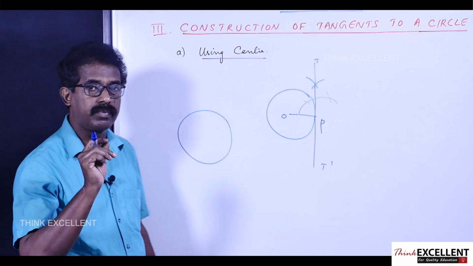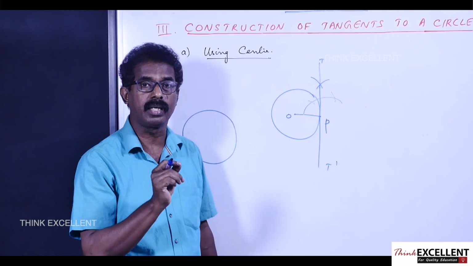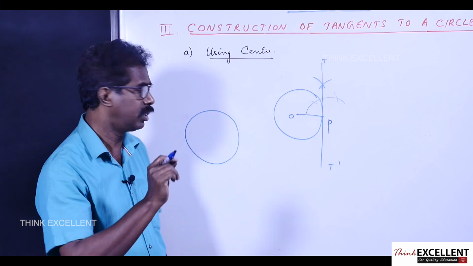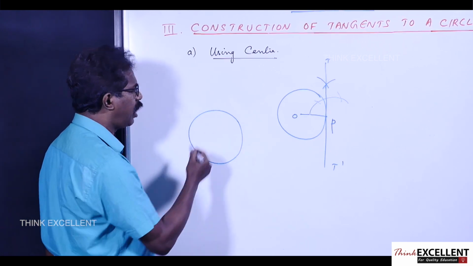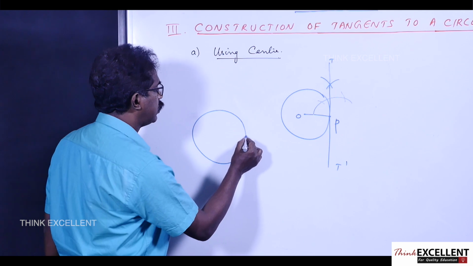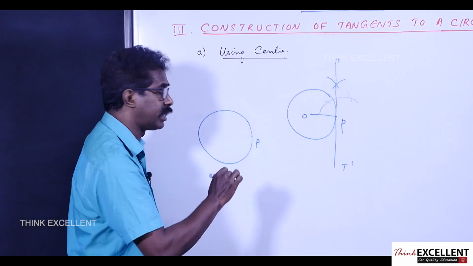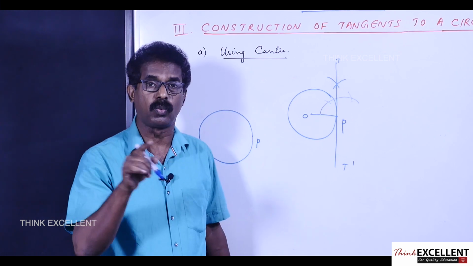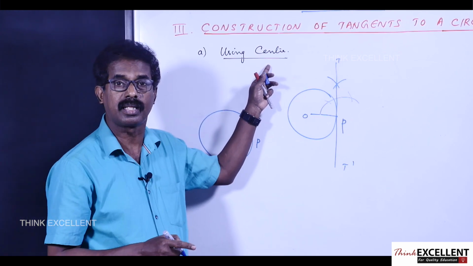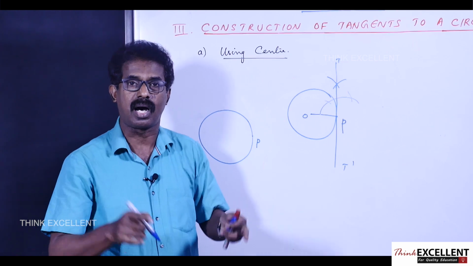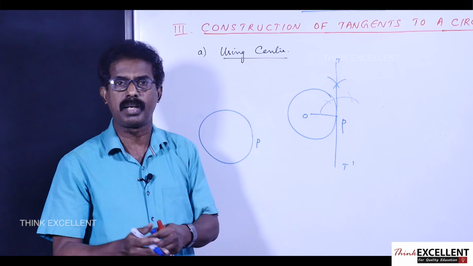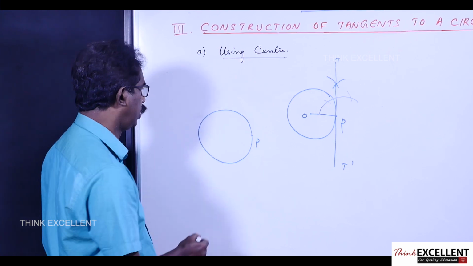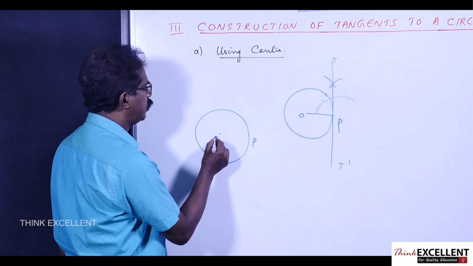Now you have to read it very carefully. Draw a tangent to a circle through the point on the circle. You take a point on the circle. That is not enough; you have to see one more thing: the point lies on the circle. There are two methods. One is using the center. Another is without using the center, using the tangent chord theorem, or we call it the alternate segment theorem. Here we are using the center. So the center you can use, right?